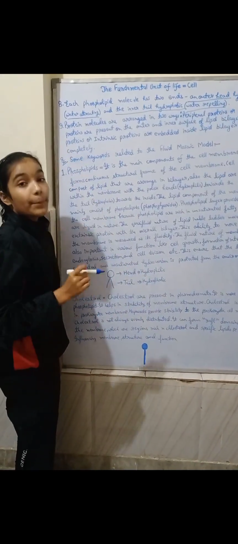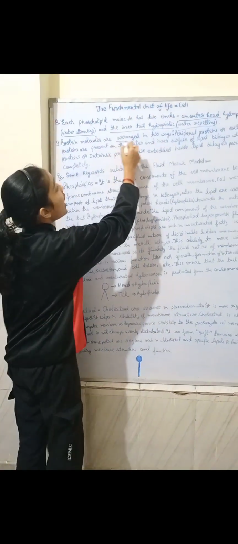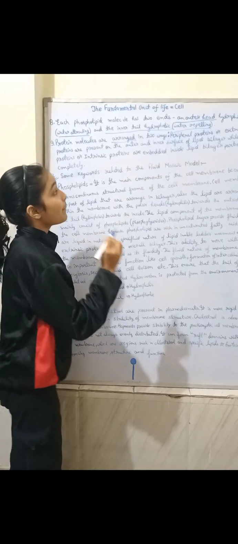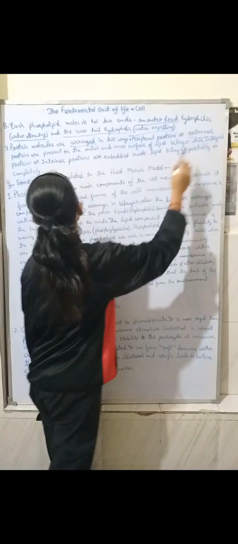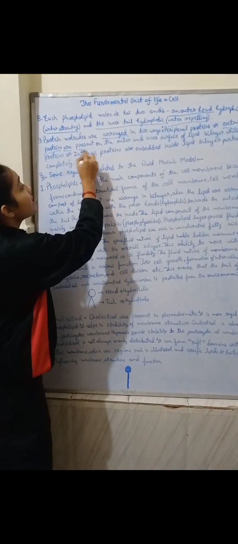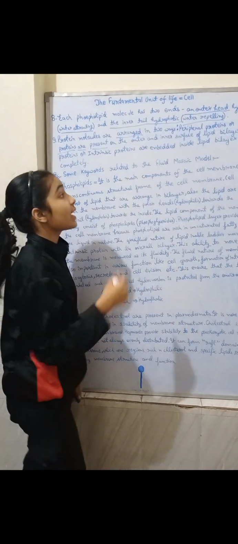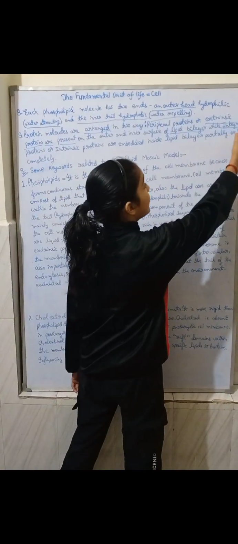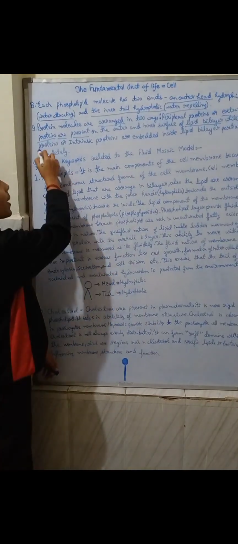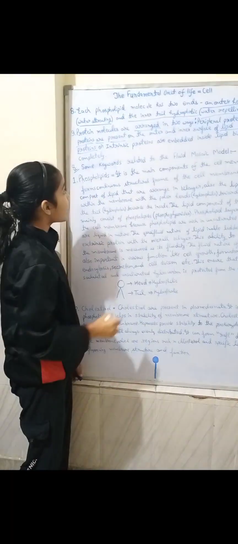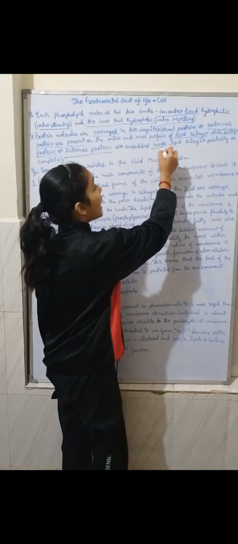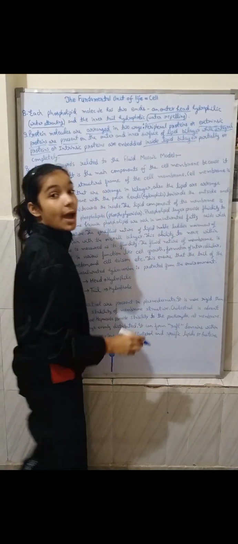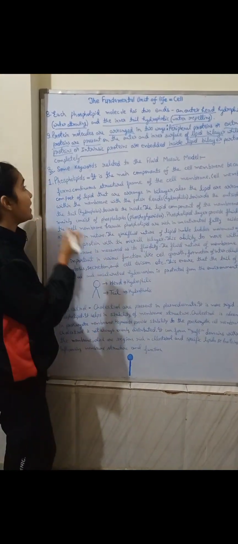And 9th one, protein molecules are arranged in two ways. Peripheral proteins or extrinsic proteins are present on the outer and inner surface of the lipid bilayer, while integral proteins or intrinsic proteins are embedded inside the lipid bilayer partially or completely.